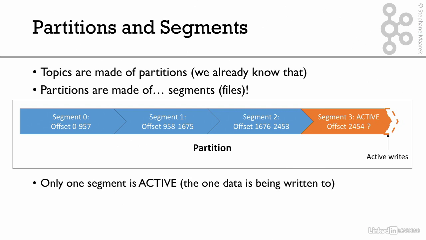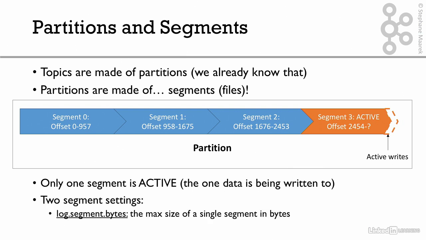So at any time, only one segment is active. That makes sense, right? This is the only one the data is being written to. Obviously, one segment is active per partition. So there are two settings to control the size of the segments.